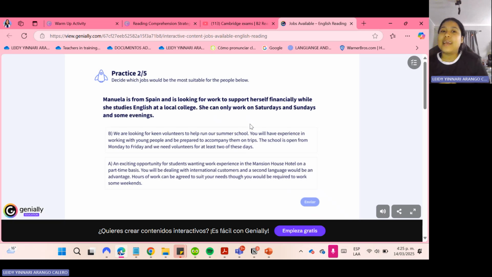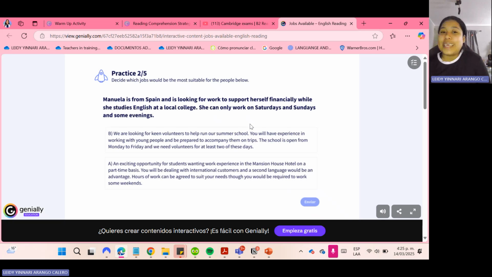If we take a look at option A: an exciting opportunity for students wanting work experience in the Mansion House Hotel. On a part-time basis, you will be dealing with international customers and a second language will be an advantage. Hours of work can be agreed to suit your needs, though you will be required to work some weekends. Let's see the next one.